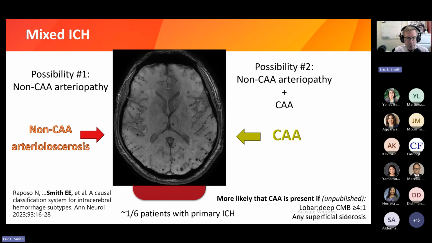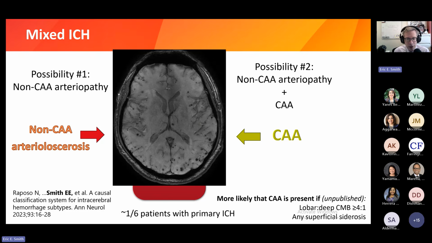If you can test plasma A beta and tau, and they're negative, then maybe you've ruled out CAA, although more validation is needed to understand whether that approach works, and whether the prognosis of patients who have mixed bleeds with negative A beta and tau in the plasma, what their recurrence rate is, we don't know at this point.